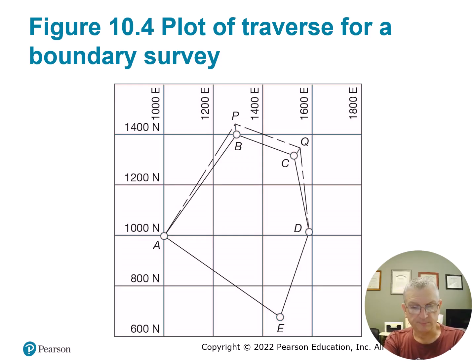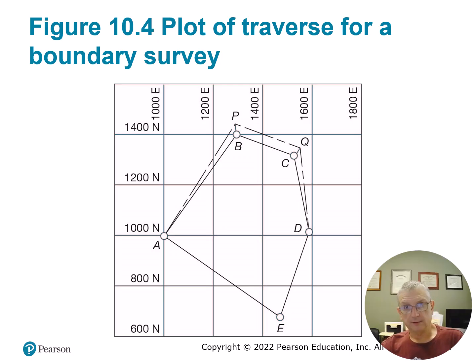But figure 10.4 shows us how to plot a traverse for a boundary survey, and I want us to do this, even though software is a whole lot better and more efficient. This really helps illuminate when you actually plot it off on some grid paper. So we'll take the coordinates of our adjusted traverse and plot them on grid paper.